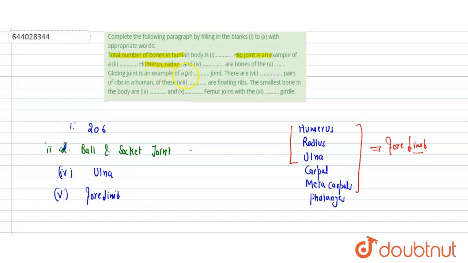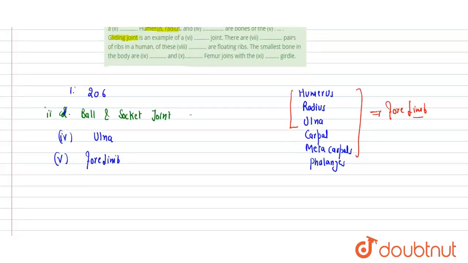Next is a gliding joint is an example of blank. Gliding joint is a joint which helps the bones glide past one another. This is a type of synovial joint, because in a synovial joint synovial fluid is present. Due to the presence of synovial fluid, the bones can glide on each other. So this is a type of synovial joint.